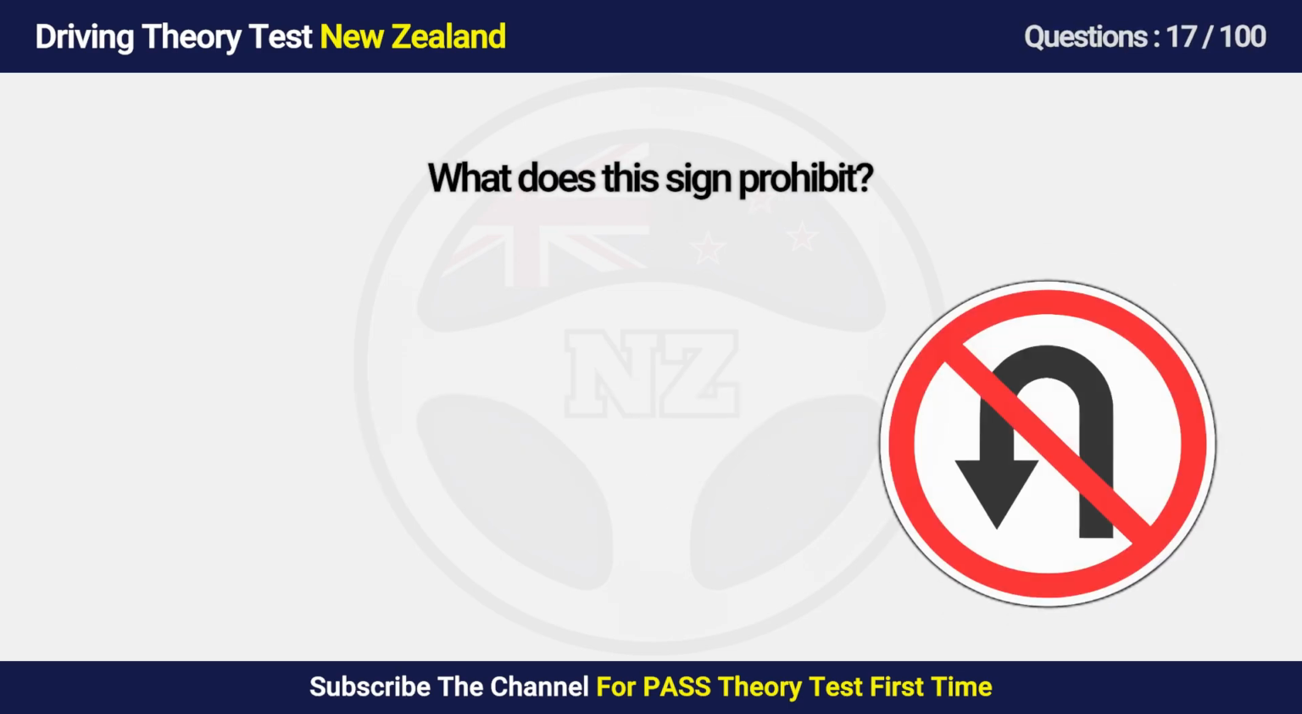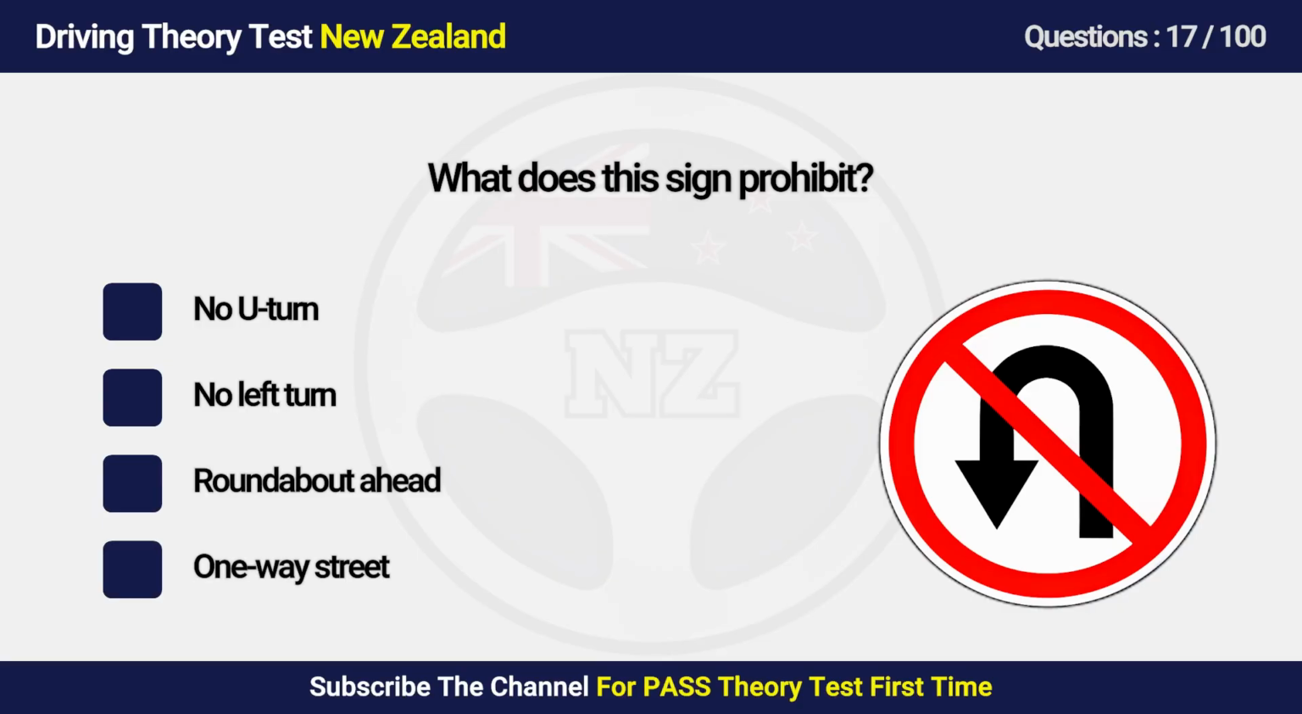Question 17. What does this sign prohibit? A. No U-turn. B. No left turn. C. Roundabout ahead. D. One-way street.